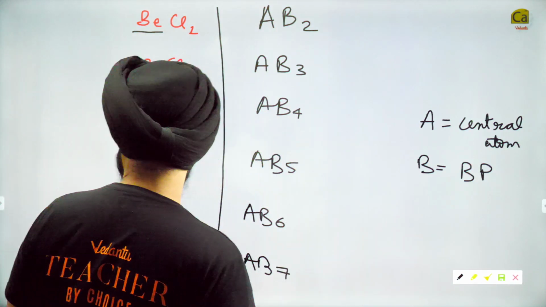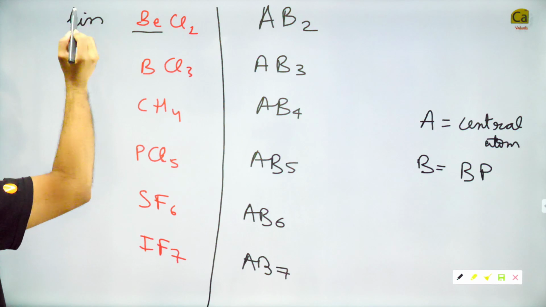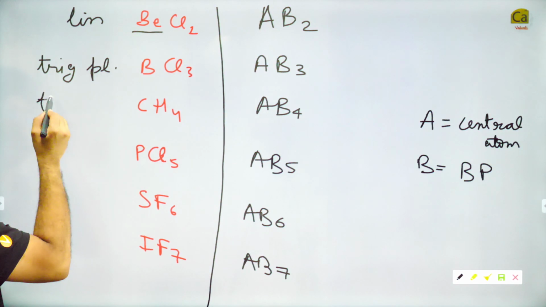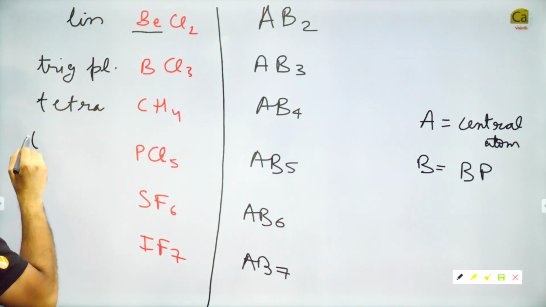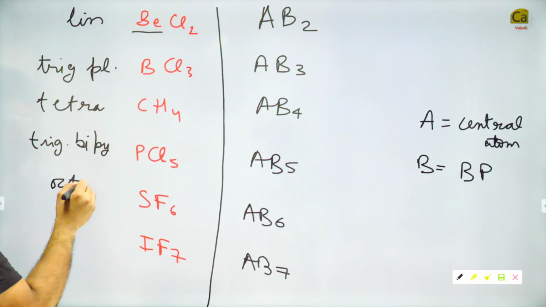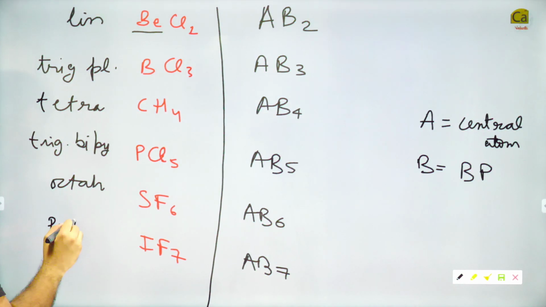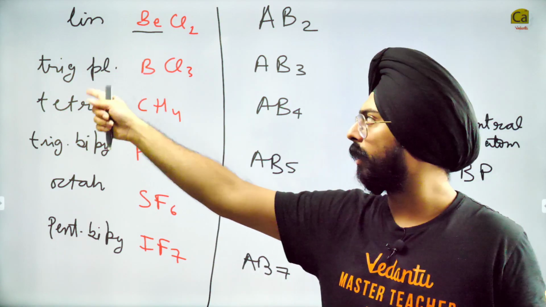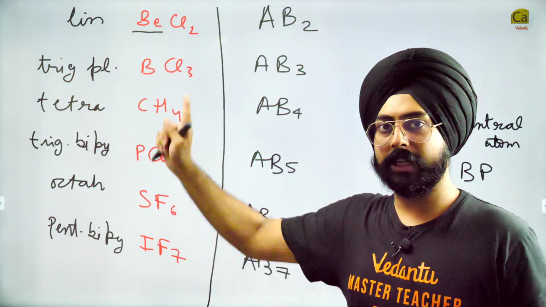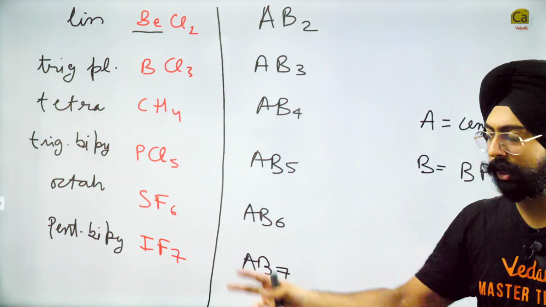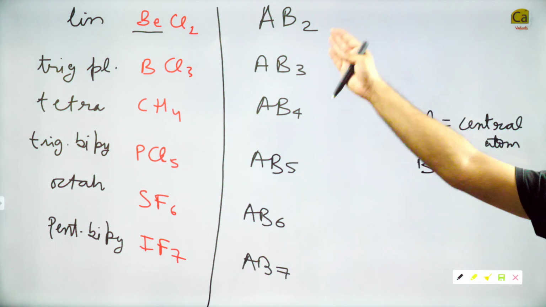What were the geometries in all of these cases? Write it down. This was linear, this was trigonal planar, this was tetrahedral, this was trigonal bipyramidal, this was octahedral, and the last one was pentagonal bipyramidal. Right? The names are very easy. Linear, triangular, tetrahedral, triangle base with 2 protrusions, octahedral, pentagonal base with 2 protrusions. ठीक है, so names are also simple for the geometries. These are the standard cases.